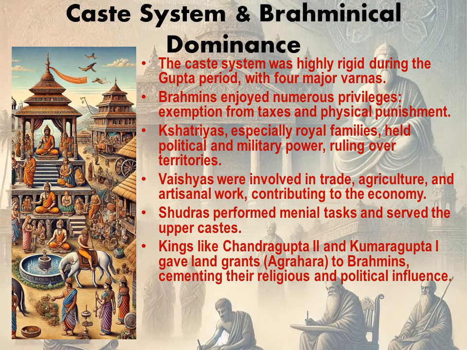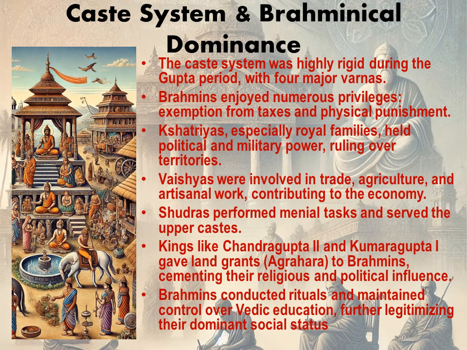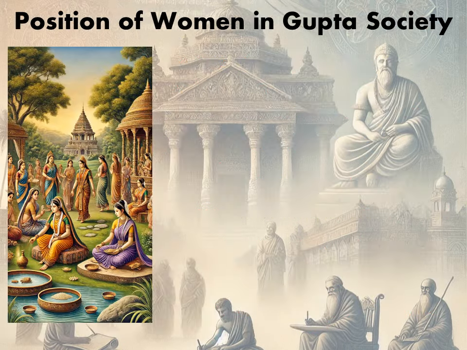Kings like Chandragupta II and Kumaragupta I gave land grants, agrahara, to Brahmins, cementing their religious and political influence. Brahmins conducted rituals and maintained control over Vedic education, further legitimizing their dominant social status.